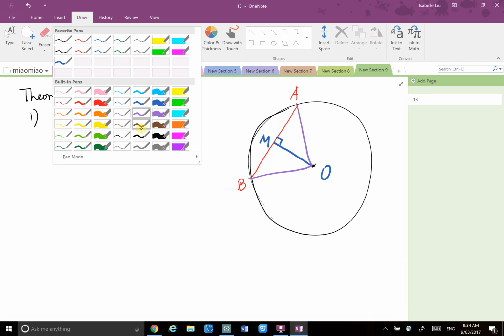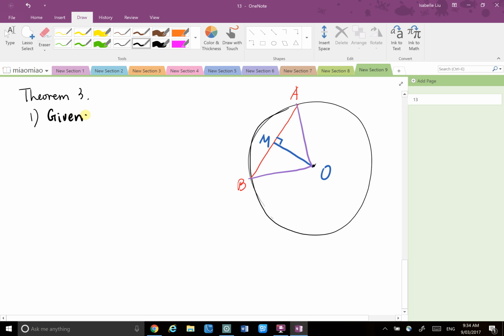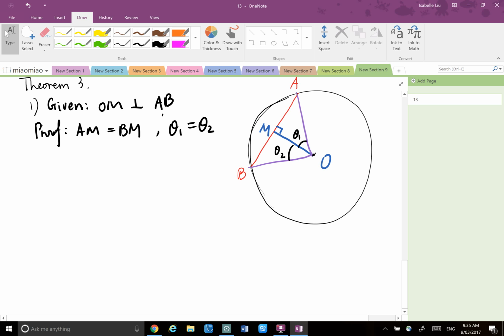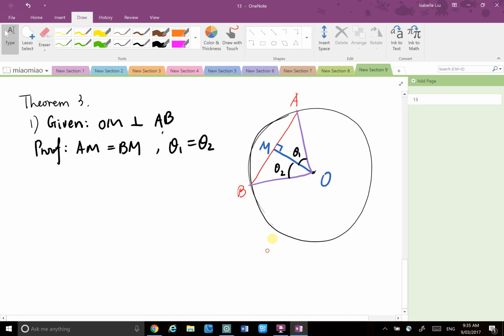And then what is given? Given that OM is perpendicular to AB, that's the only information you know. Let's say that's theta 1, that is theta 2. What I want to prove is that AM equals BM, because I want to prove it bisects the chord, and also prove that theta 1 equals theta 2. I want you to prove that those two angles are bisected as well. So how can we prove that?